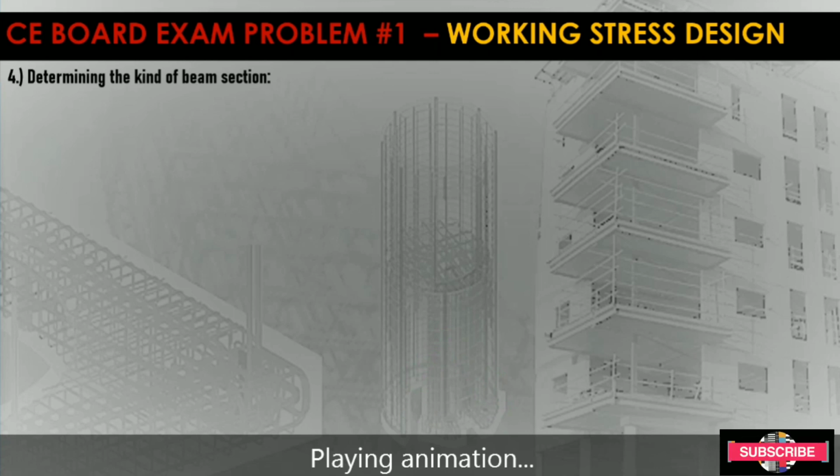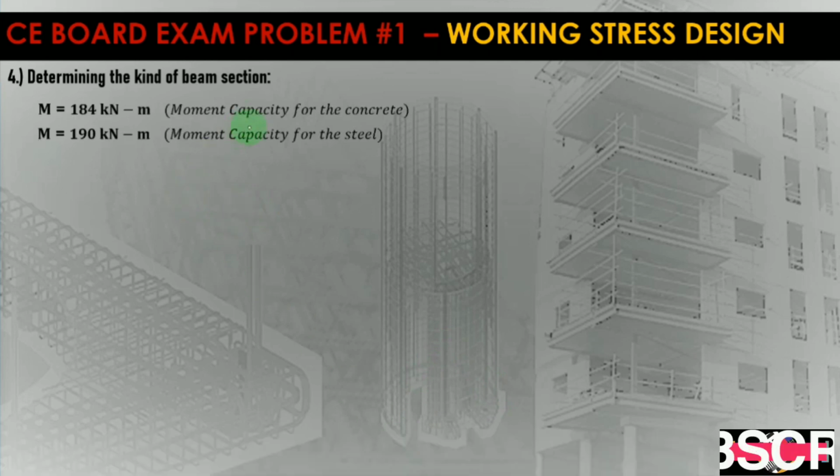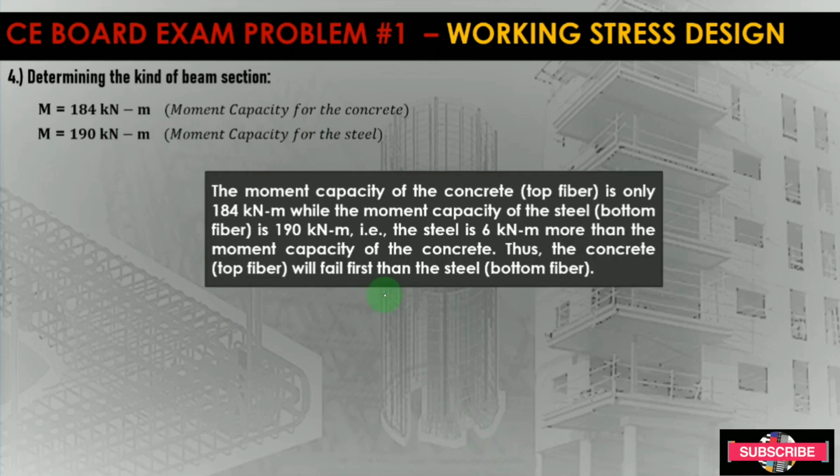So as calculated and computed, this is the moment capacity of the beam for the concrete and for the steel. So what is the implication of this one? We can say that the moment capacity of the concrete, which is the tough fiber, is only 184 kilonewton meter, while the moment capacity of the steel is 190 kilonewton meter. That is, the steel is 6 kilonewton meter more than the moment capacity of the concrete. Thus, the concrete will fail first before the steel. So this would be our answer for this beam section.